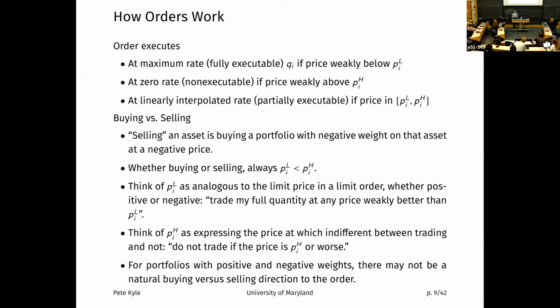Okay, so how do the orders work? They execute at the maximum rate if the price is below PL, at 0 rate if it's above PH, and linearly in between. So each order represents a piecewise linear downward sloping demand schedule with one segment that's downward sloping, but you could see that a whole bunch of different orders can sketch out anything that approximates a downward sloping demand schedule that's arbitrarily continuous.